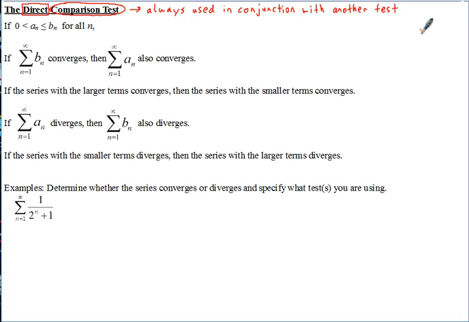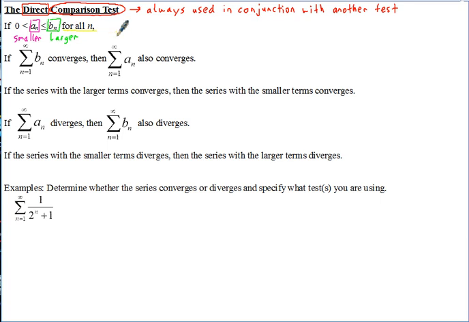So here's what the direct comparison test says. If we have two different series, notice one of the series has a formula to get each term of a sub n, the other has a formula of b sub n. And it says if 0 is less than a sub n, which is less than or equal to b sub n for all n, that means a sub n is always less than or equal to b sub n. So that's the smaller of the two series. And b sub n is always greater than or equal to a sub n. So that's the larger of the two series. Okay? And this is for all n, so for all the terms, that's true.